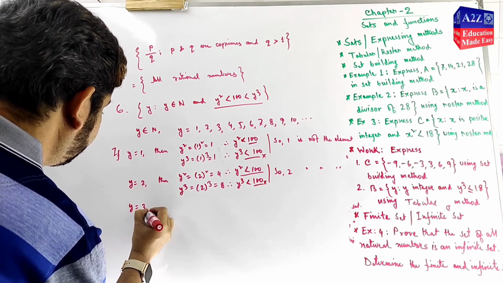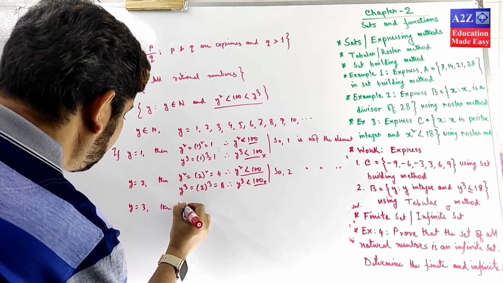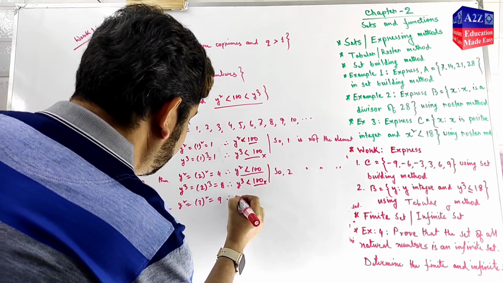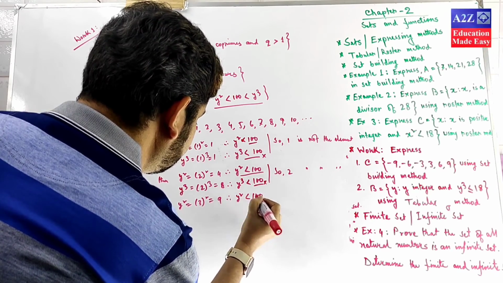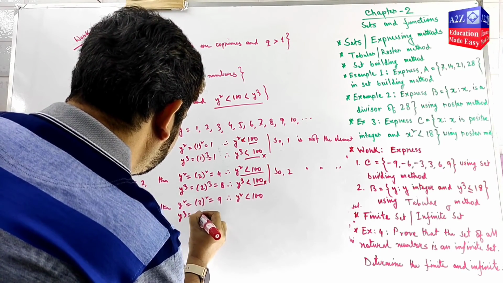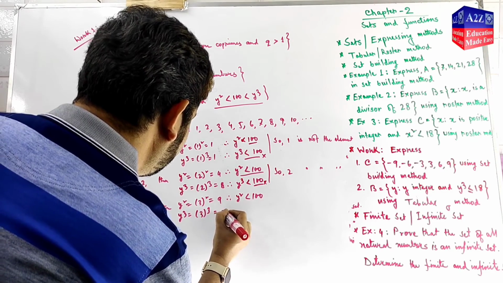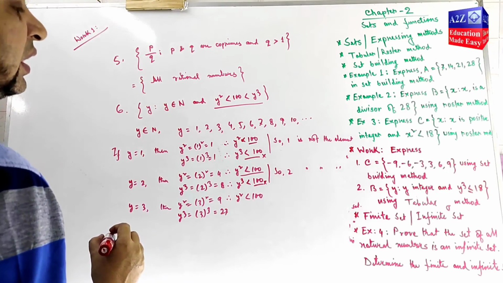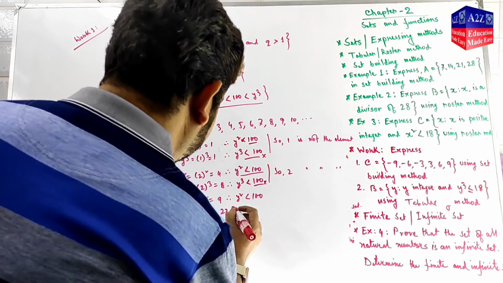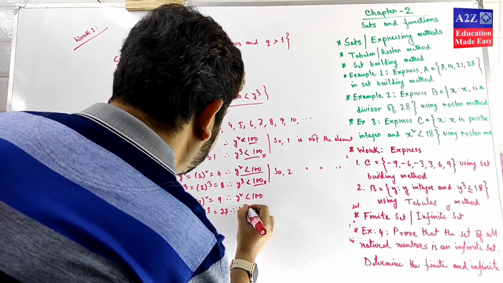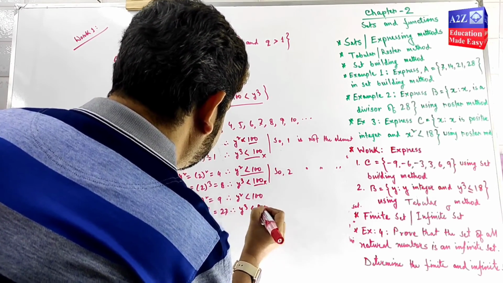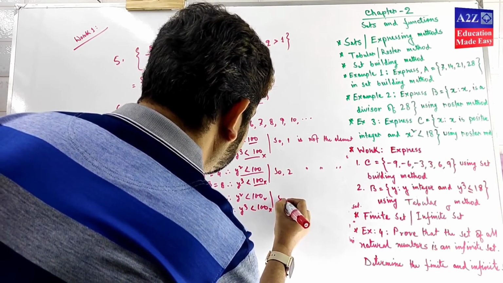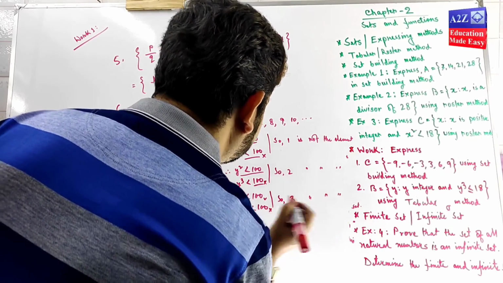Y equals 3, then y square equals 3 square equals 9. Since 9 is less than 100, y square is less than 100. Y cube equals 3 cube equals 27. 27 is less than 100, not greater than 100. So y cube is less than 100, not greater than 100. So this condition is satisfied, this condition is not satisfied. So 3 is also not an element of this set.